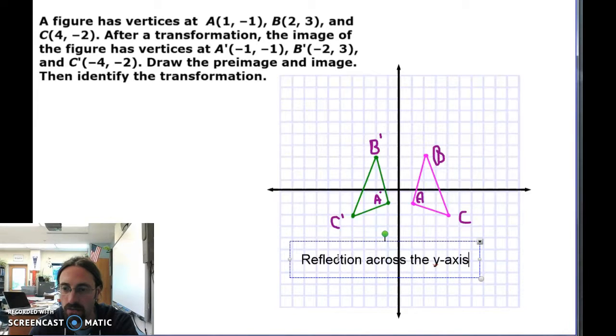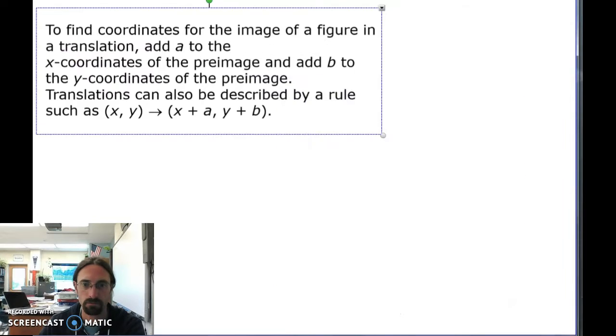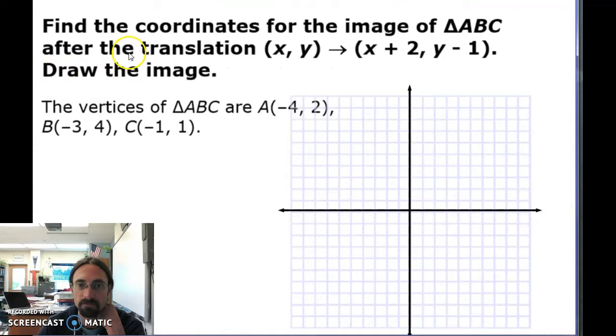While I'm typing this out, what happened to all the coordinates? That's right. All of the x-coordinates took the opposite of the x-coordinate to get the coordinate of the image. So when we talk about translations, to find the coordinates for the image in a translation, add a to the x-coordinate and add b to the y-coordinate, so that if this is the pre-image, the image will go through that translation. So let's try it.